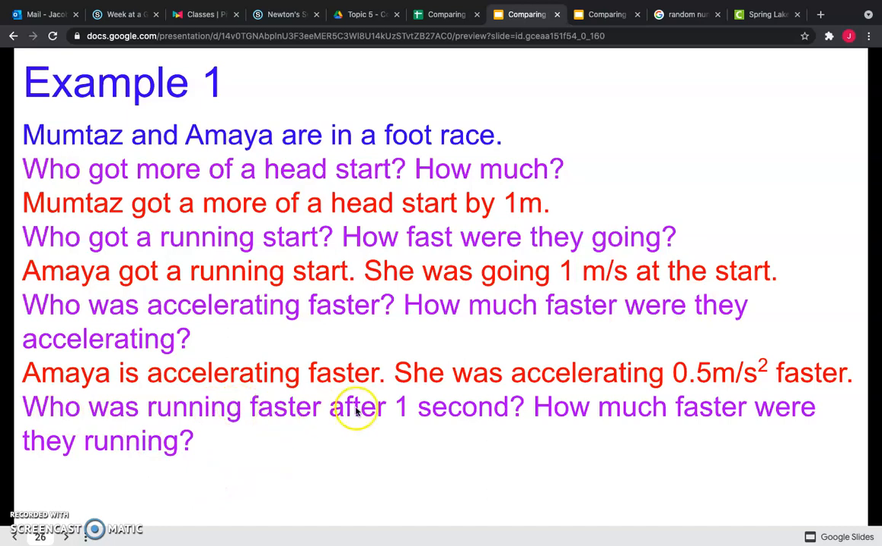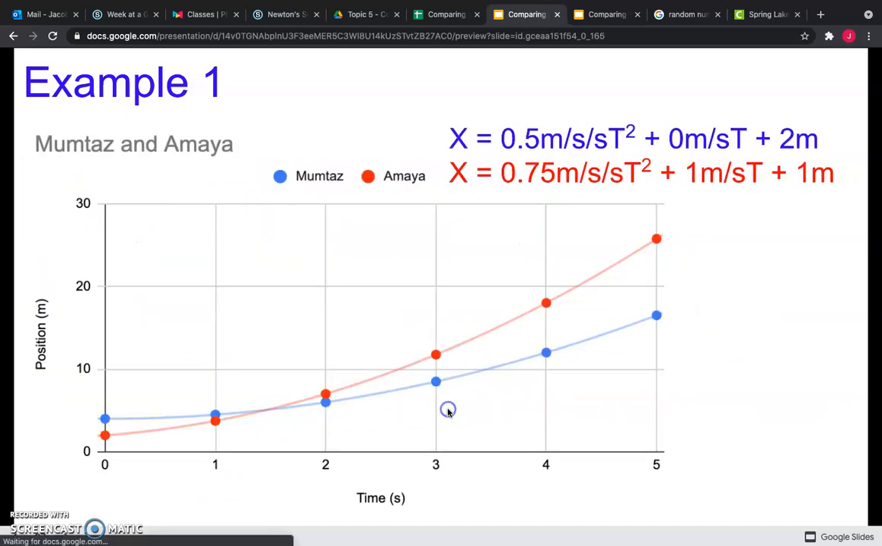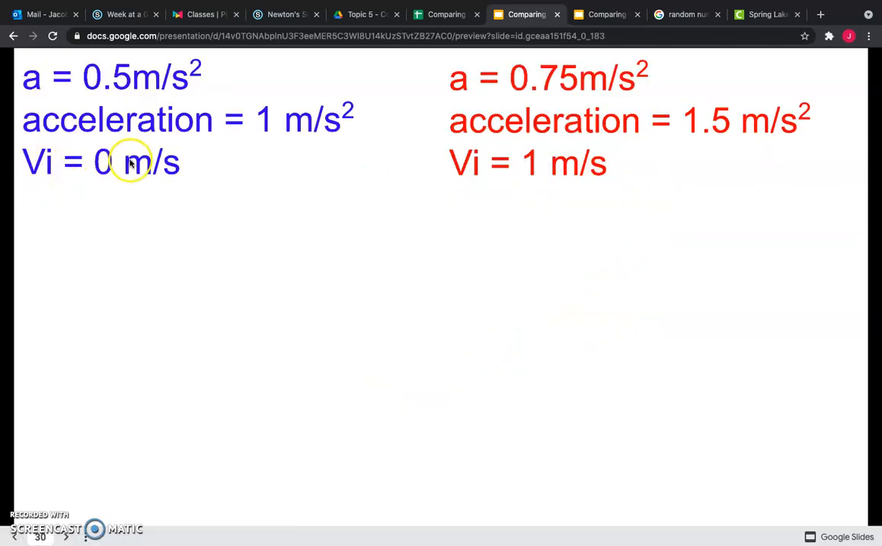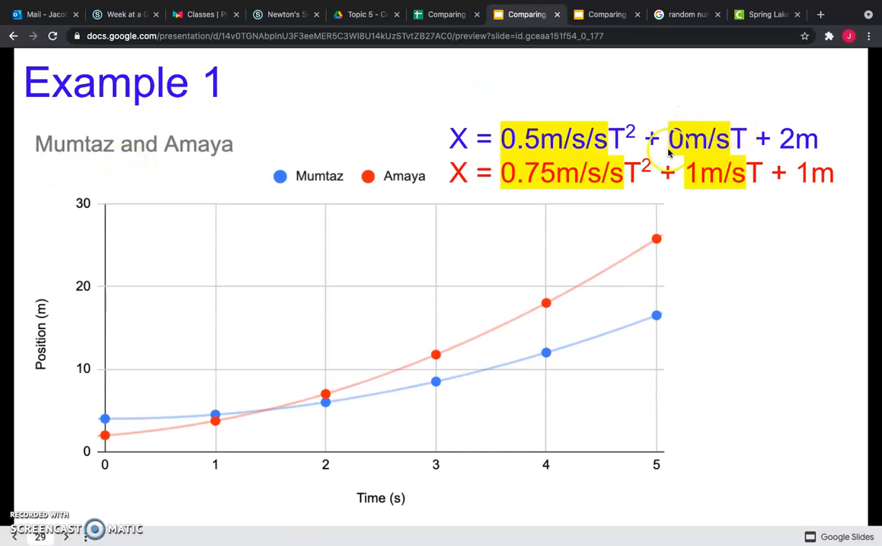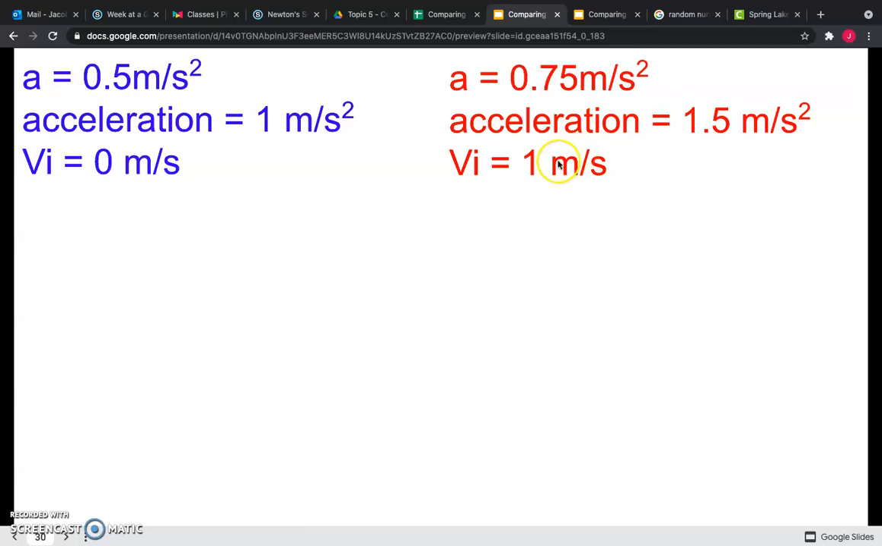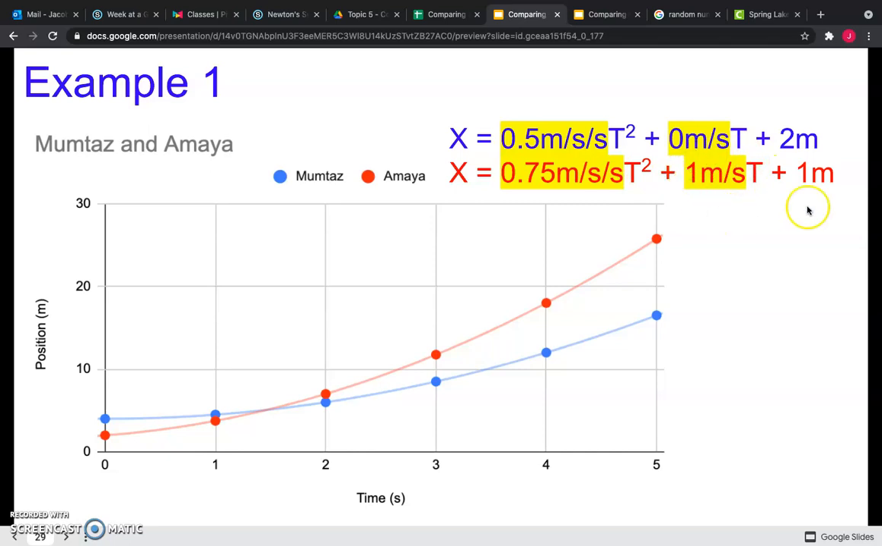All right, last question. Who was running faster after 1 second? How much faster were they running? So we can kind of tell from the slopes here that Amaya is running faster, right? Because this red line is steeper than this blue line. But really, we're going to have to go back to that other equation that we learned to figure out how fast they are each going. So we need to know the acceleration and the initial velocity of each person. That's why I've got those values highlighted. So the initial velocity of Mumtaz is 0. So we can see that right here, 0 meters per second. The initial velocity of Amaya was 1 meter per second. Whoops, and we can see that right here, 1 meter per second.